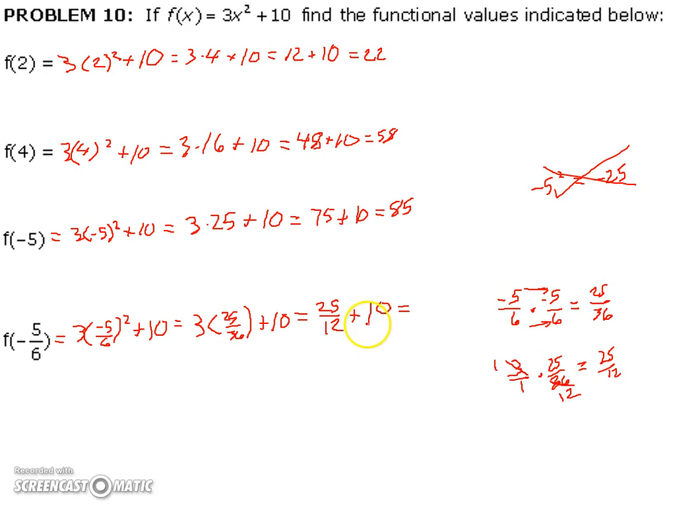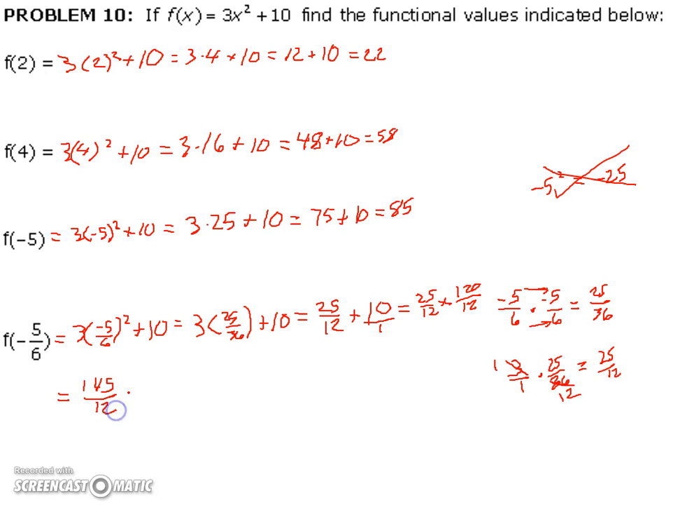Now, in order to add these two here, the 10 and the 25/12, if I'm going to leave it as a fraction, I'm going to have to put 10 over 1 and get my common denominator. Common denominator for 1 and 12: 12. So we're going to end up with 25 over 12. And then I'm going to multiply the top and the bottom by 12 over here. So it's going to be 120 over 12. Okay, so now we're simply going to add the numerators, right? Because we're adding fractions, so we just add the numerators together. I'm going to come back down here since I'm kind of out of room. And 25 plus 120 is 145.